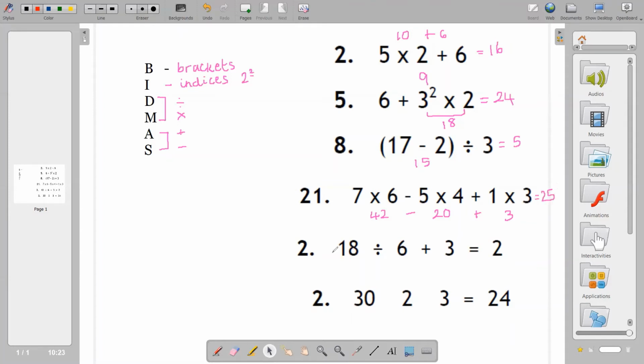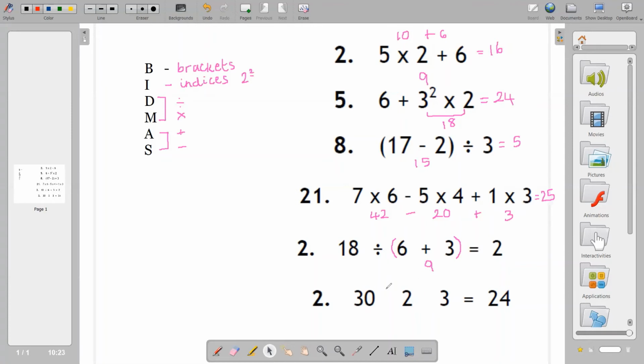Okay, now this is section B here. So in section B, you need to put in brackets to make the equation work. So currently what we have is 18 divided by 6, which would be 3, plus 3 would give us an answer of 6. So this isn't currently working, so we need to put some brackets in here. So I would bracket around the 6 plus 3, because under BIDMAS that would have to be done second, whereas we need it to be done first. So here we have 6 plus 3 gives us 9, and 18 divided by 9 equals 2.